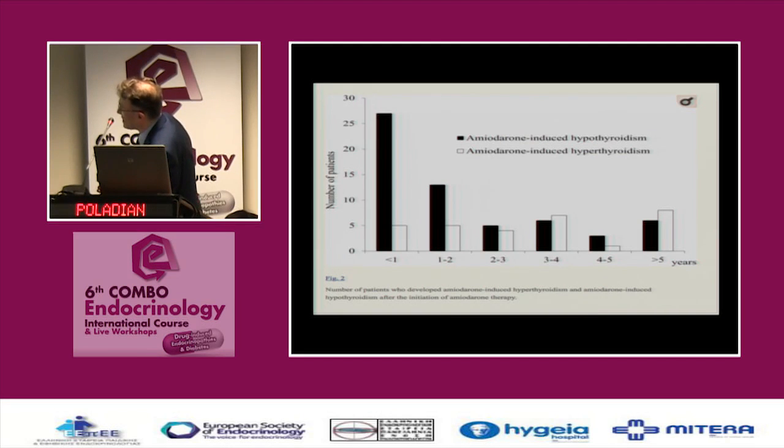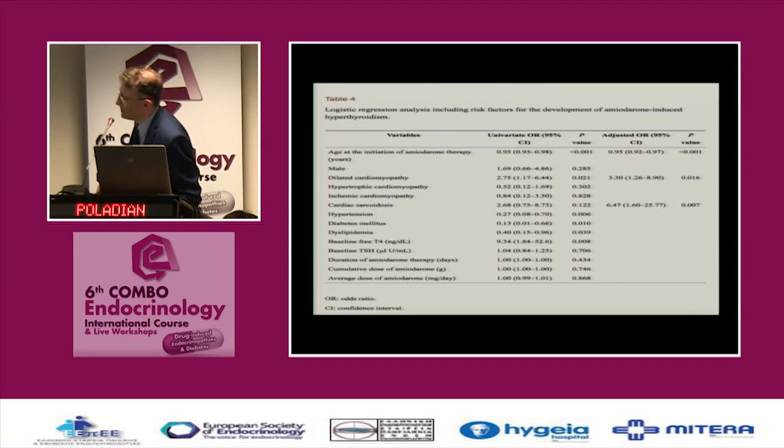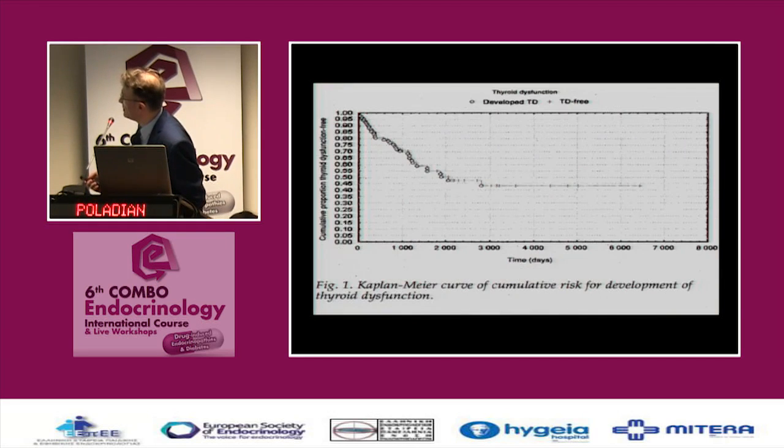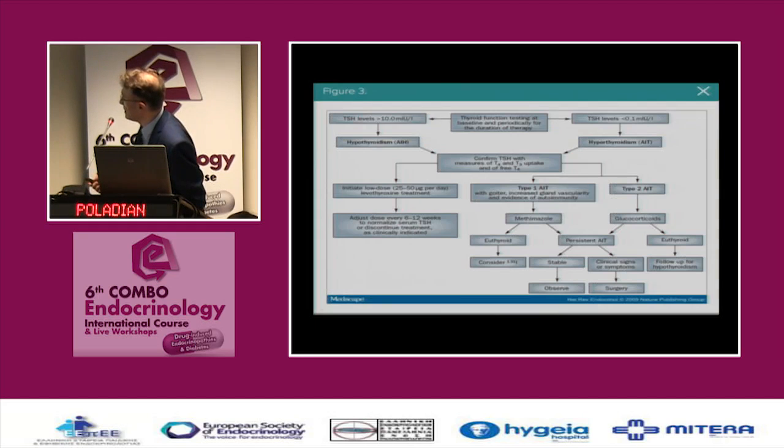As we see, within less than 1 year, from 1 to 5 years, we start with amiodarone-induced hypothyroidism. This is back in the US, and we go down. And vice versa, we have a rise in hyperthyroidism. This is evidencing the same idea. This is how we developed thyroid dysfunction. And let's end up with this.